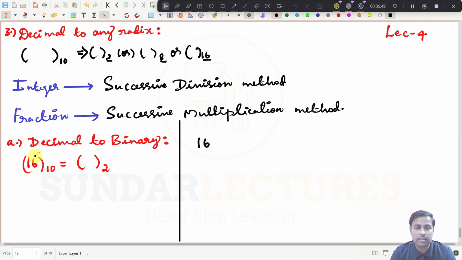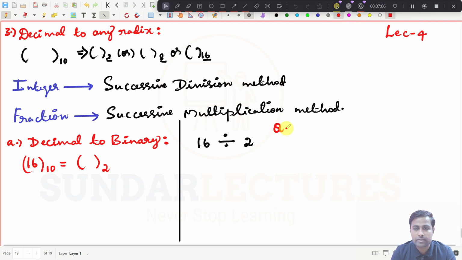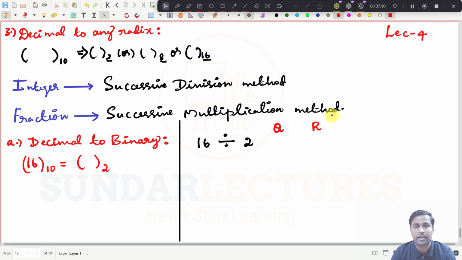For the integer part, you have to go for the successive division method. You just divide by the base. Divide this by 2 and you will have two things: one is quotient and one is remainder, right? If you divide 16 by 2, what will you get? You will get obviously 8 and there will not be any remainder, so it will be 0.